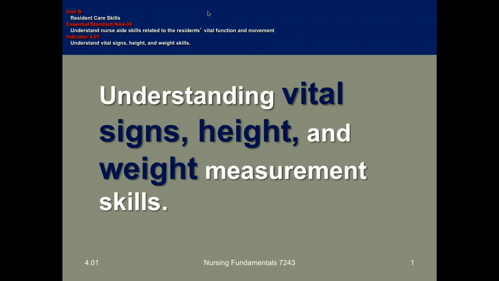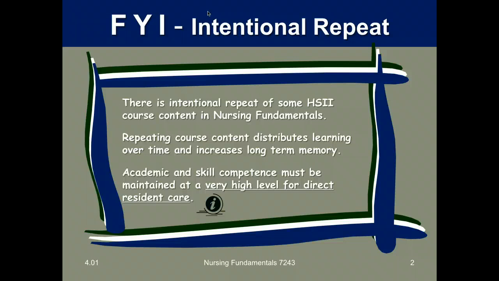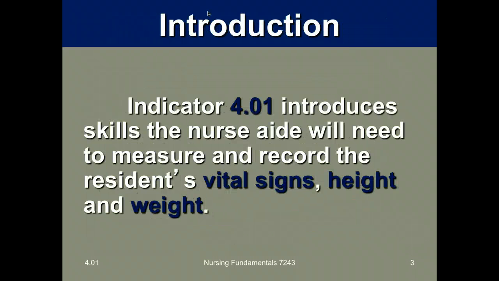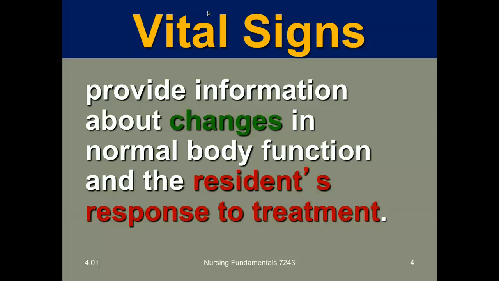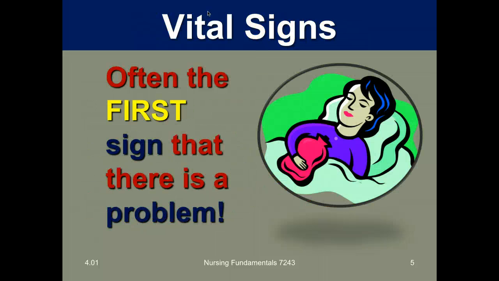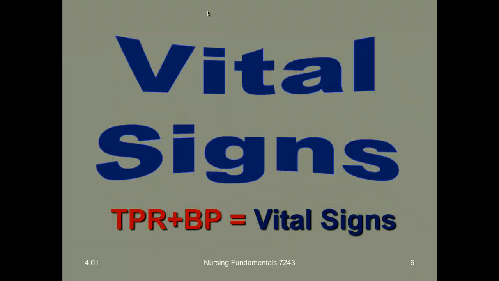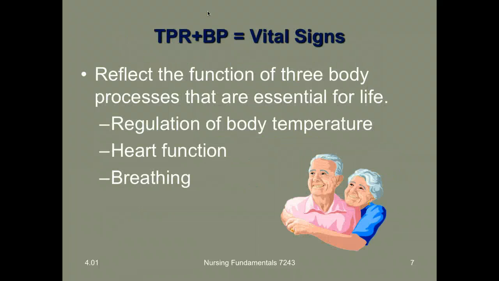So Unit 4.01 is understanding vital signs, height, and weight measurement skills. Some of this is a repeat. 4.01 introduces the skill needed to measure and record the resident's vital signs, height, and weight. Vital signs provide information about changes in normal body function and the resident's responses to treatment. Often the first sign that there's a problem is a change in vital signs. Vital signs are temperature, pulse, respirations, plus blood pressure.